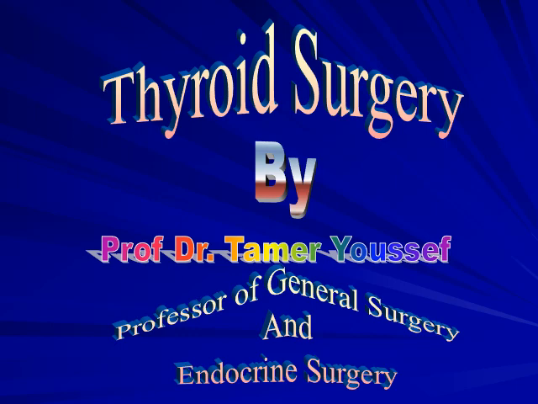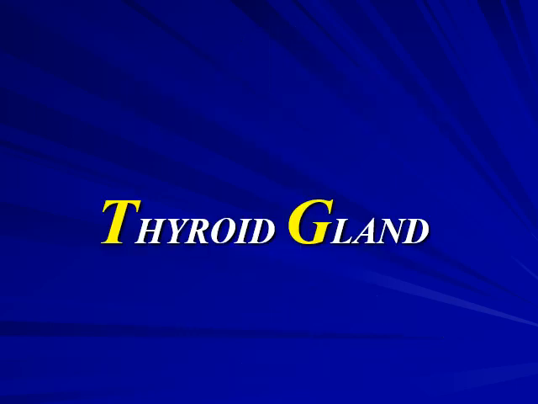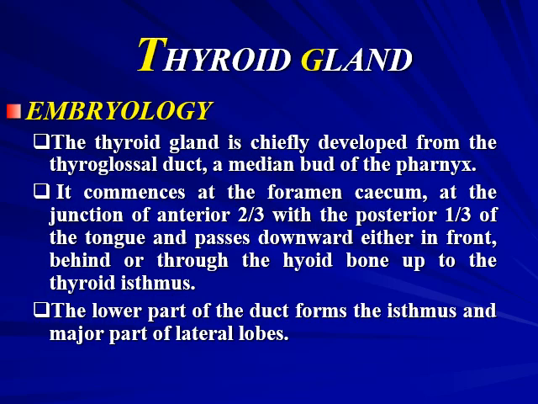Today we are going to discuss the surgical anatomy of the thyroid gland. Regarding the embryology of the thyroid gland, the gland is chiefly developed from the thyroglossal duct. This is the median bud of the pharynx. It commences at the foramen cecum at the junction of the anterior two-thirds and the posterior one-third of the tongue. Then it passes downwards, either in front, behind, or through the hyoid bone.